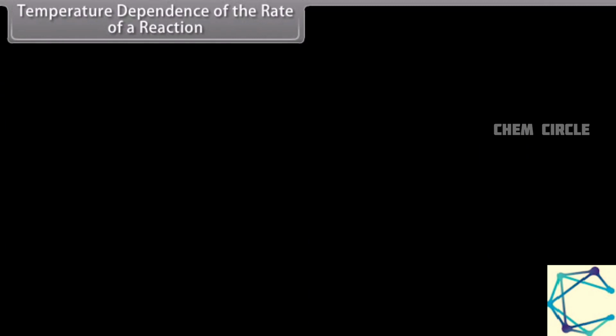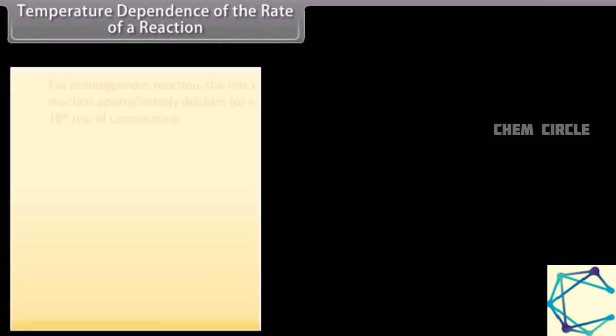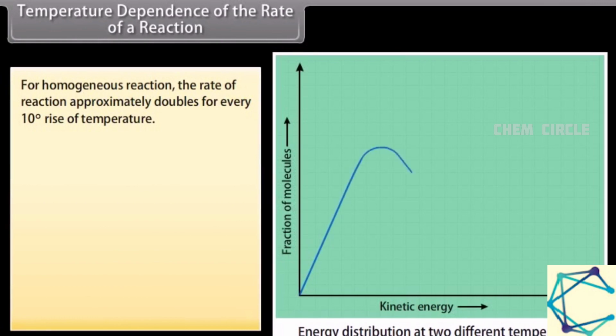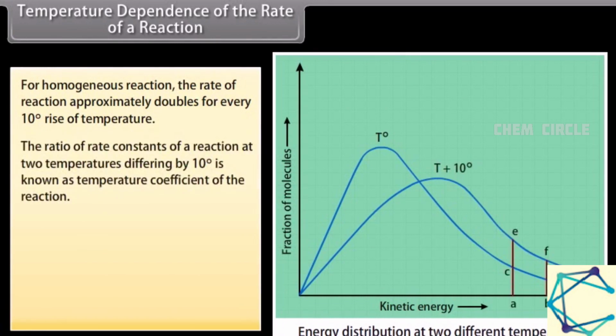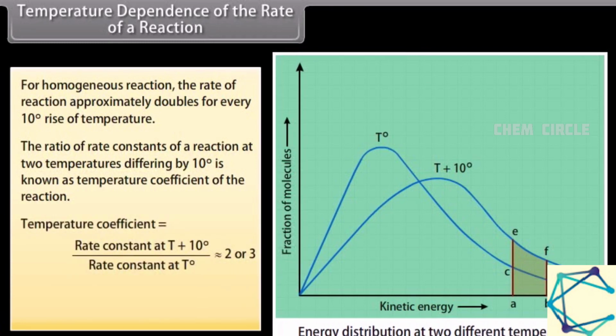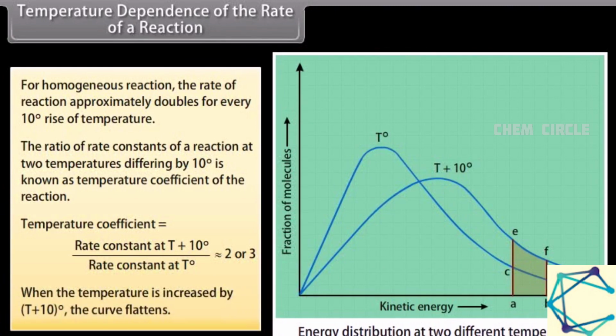Temperature dependence of the rate of a reaction. For homogeneous reaction, the rate of reaction approximately doubles for every 10-degree rise of temperature. The ratio of rate constants of a reaction at two temperatures differing by 10 degrees is known as temperature coefficient of the reaction. Value of temperature coefficient for most of the reactions is close to 2, and in some cases it approaches 3. When the temperature is increased by t plus 10 degrees, the curve flattens.